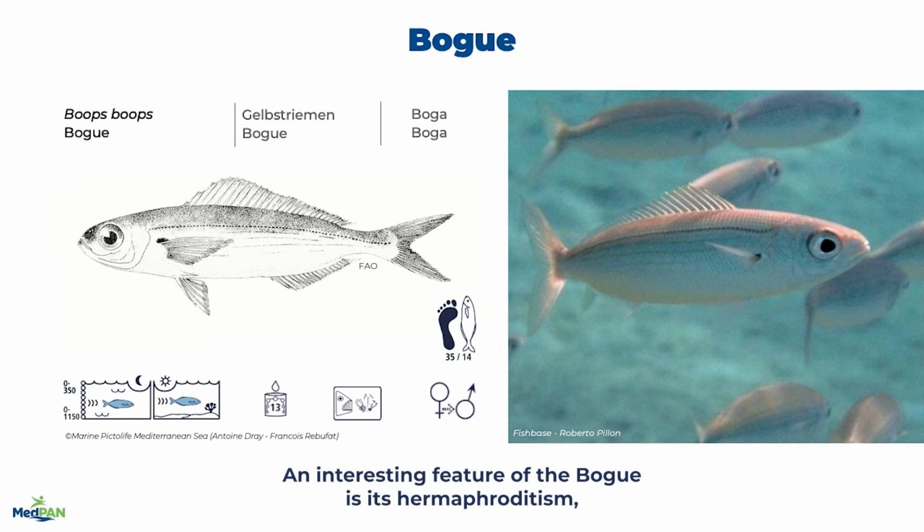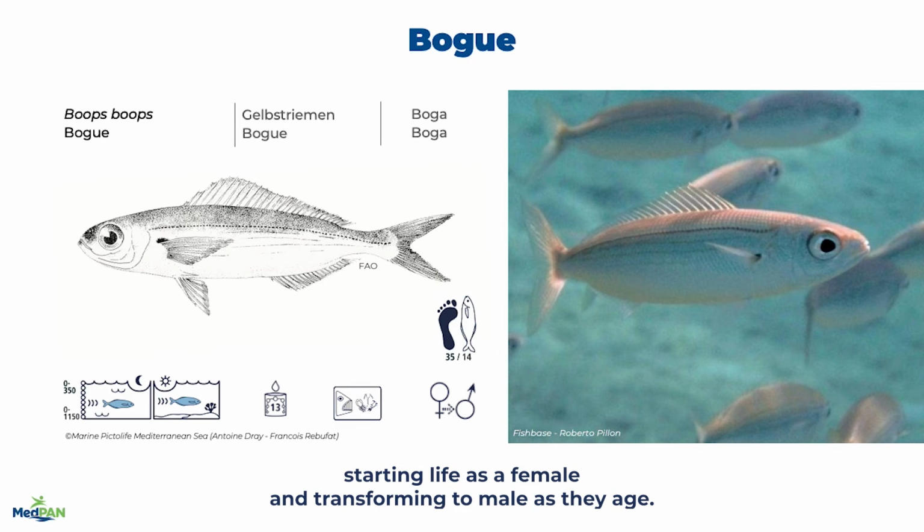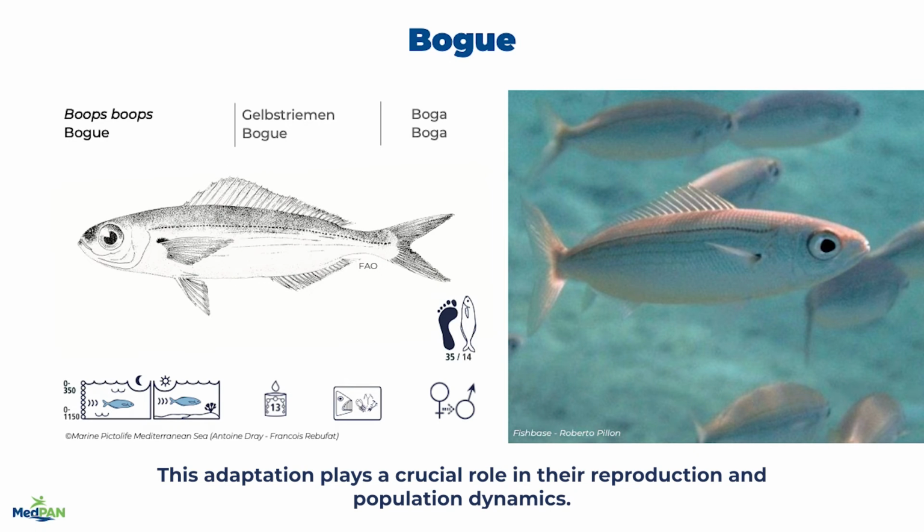An interesting feature of the bogue is its hermaphroditism, starting life as a female and transforming to male as they age. This adaptation plays a crucial role in their reproduction and population dynamics.